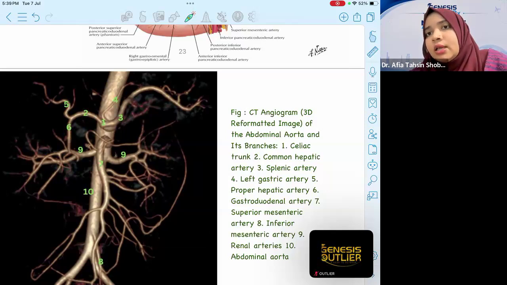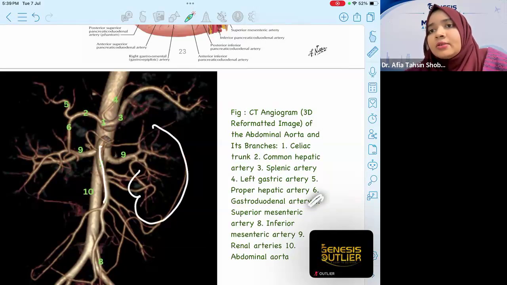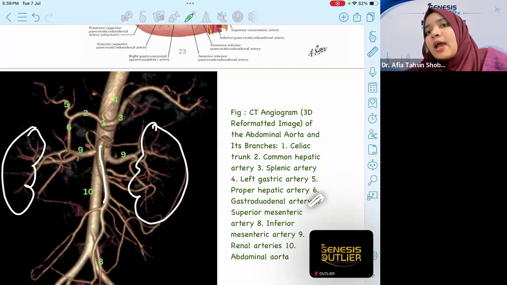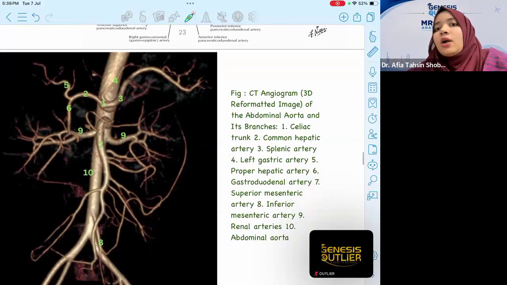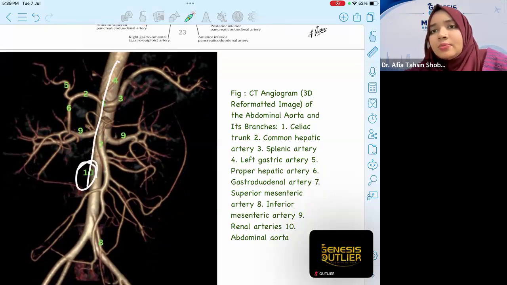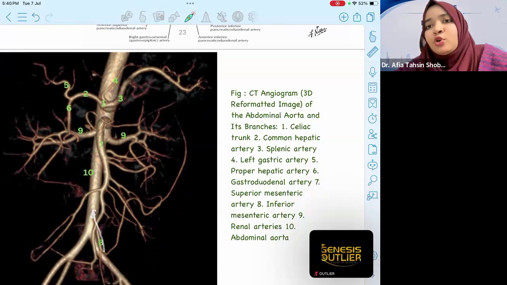Then come downward. This is celiac trunk. We have already shown the abdominal aorta branches. You will get superior mesenteric artery. This is superior mesenteric artery, seven. Imagine two kidneys, so nine will be renal arteries. Now come to ten. This is the main structure, abdominal aorta. And eight here, from here, eight is our inferior mesenteric artery.